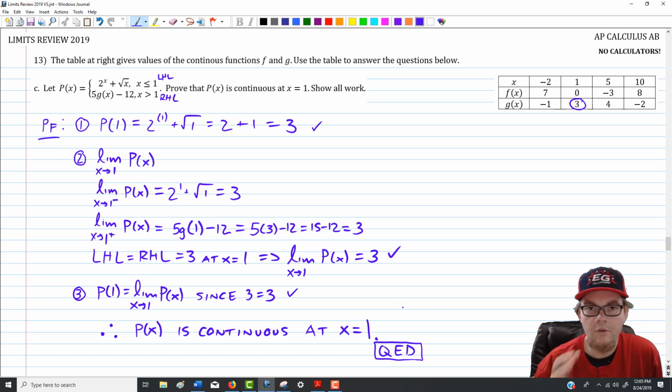So again, full continuity proof. This is a really good model for the sorts of continuity proofs you might need to do. It's not trivial to just evaluate that limit. You actually had to check from both sides and communicate things like the two limits being equal gives us the limit, that kind of good stuff. So a really rich problem, really good example to look at.